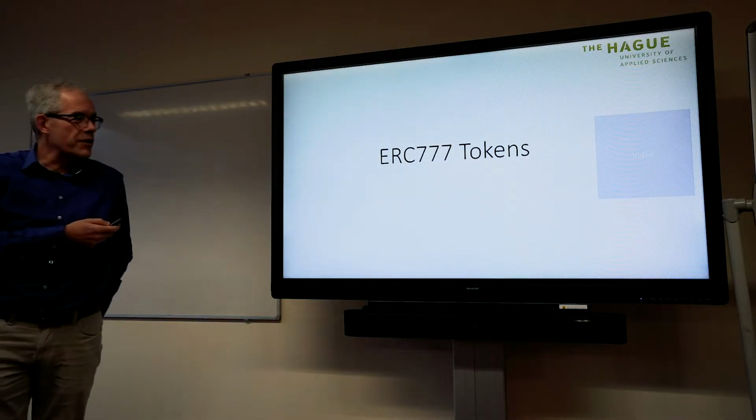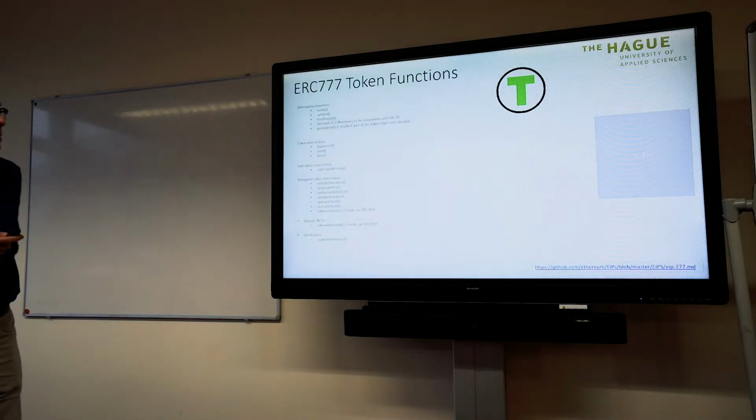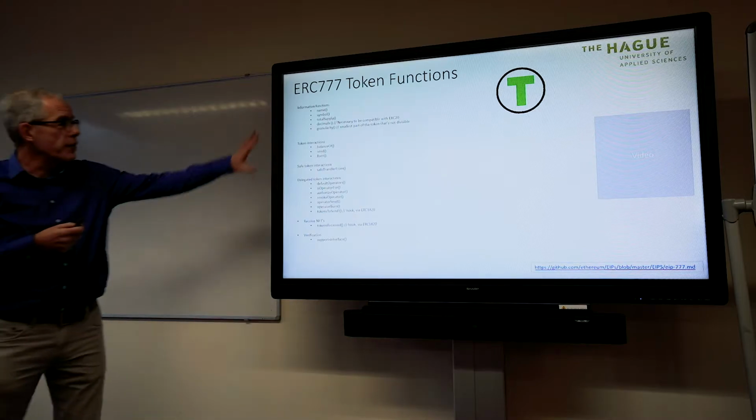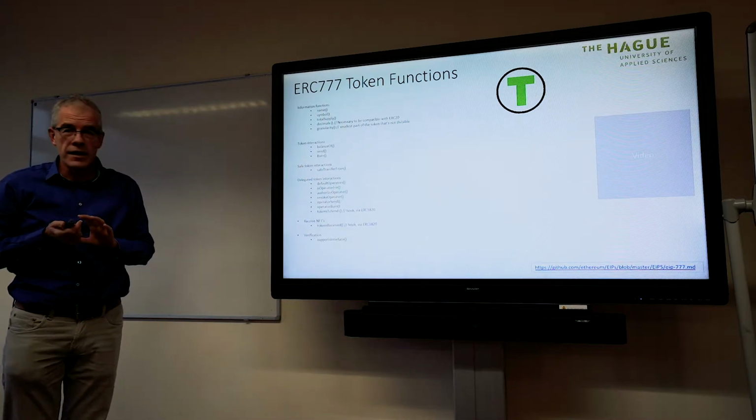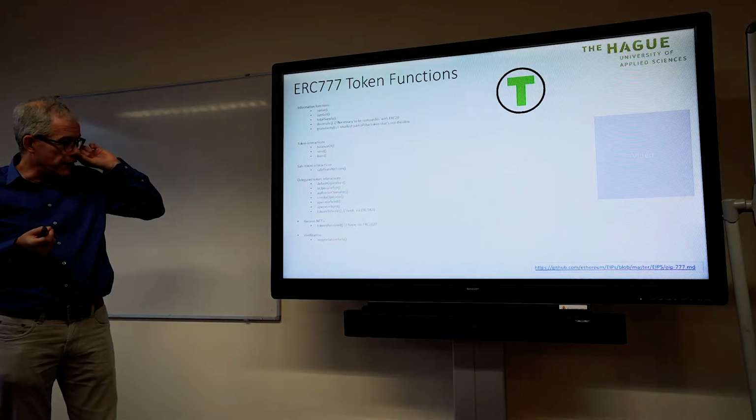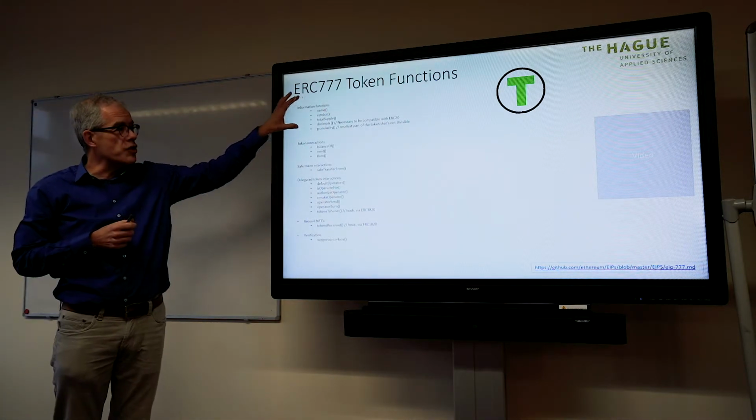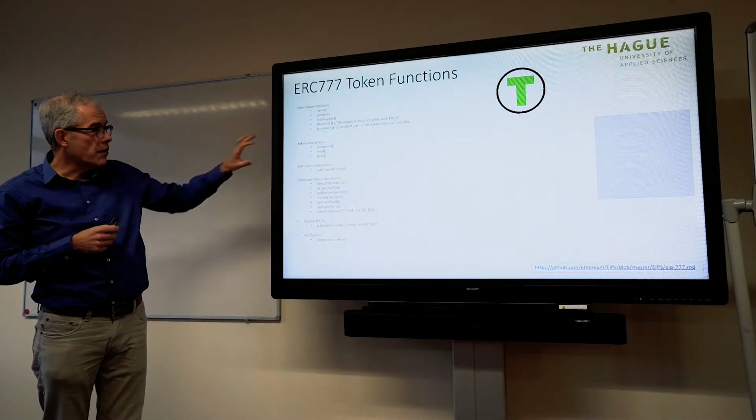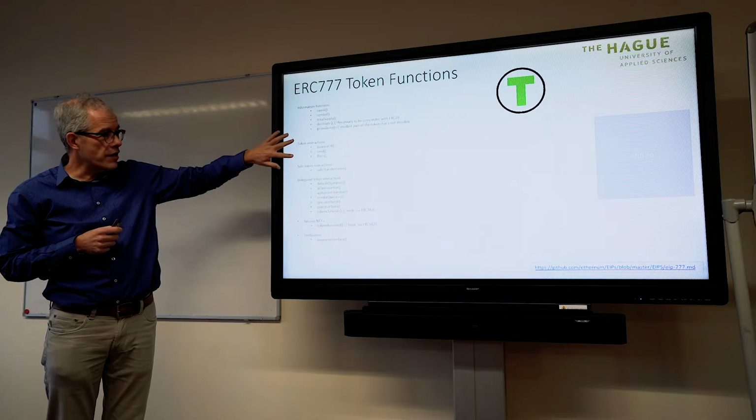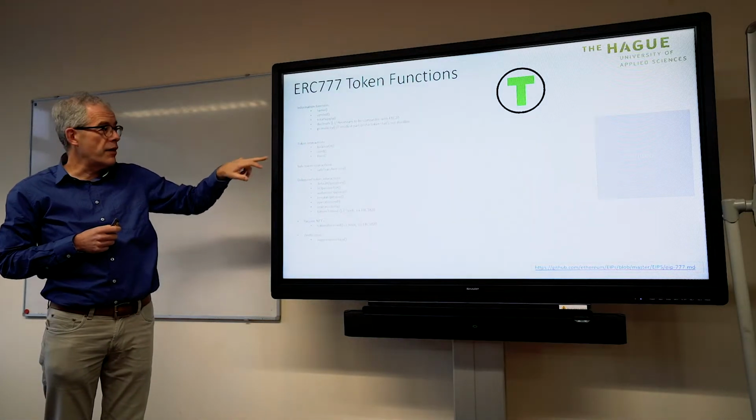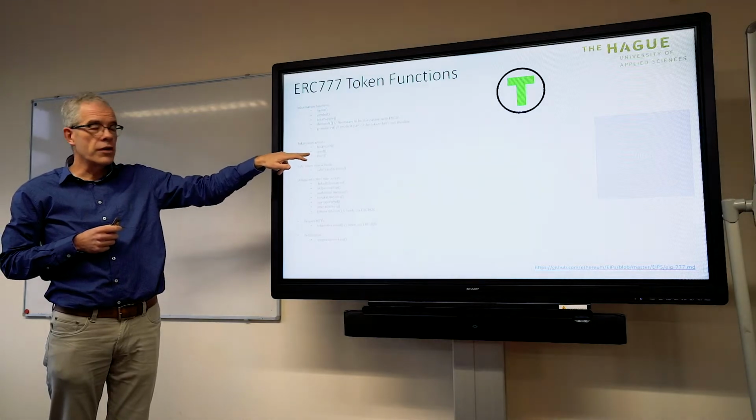Okay, so we'll continue with the 777. So I've shown the functions again. So it's more or less the same. We have the information functions at the beginning here. Then we have the basic interactions like balance and sending of tokens. They've added a function here to burn tokens.